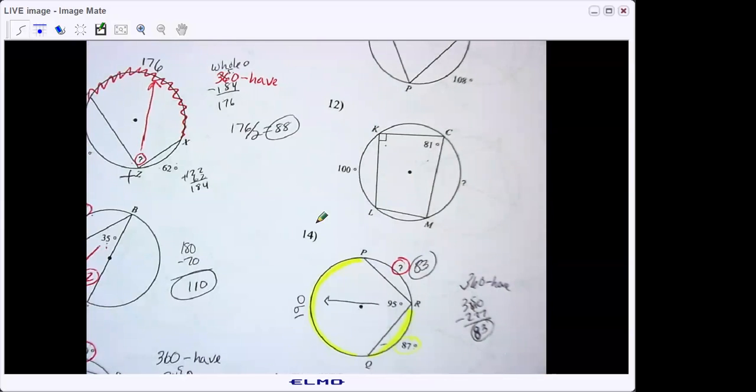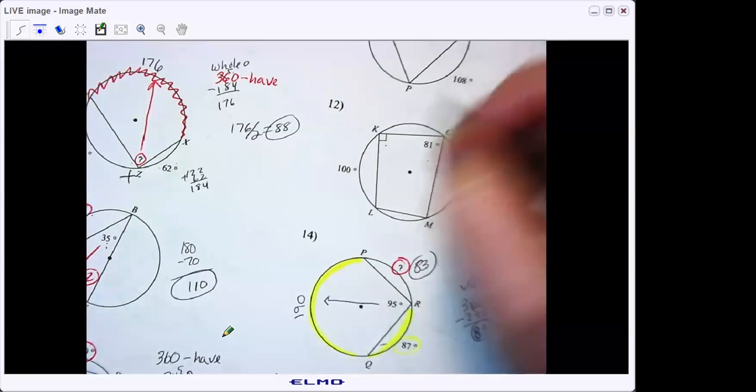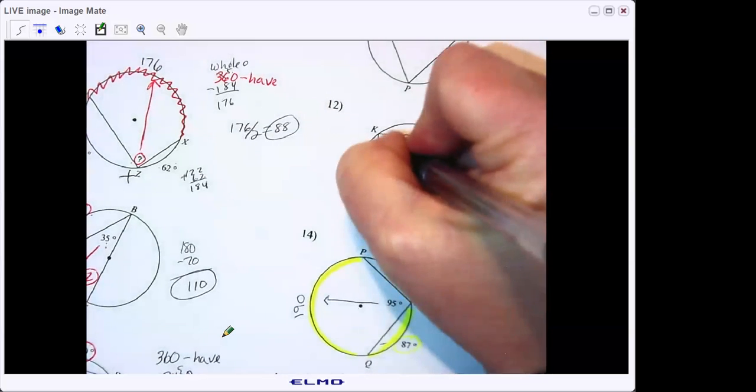Okay, so I put it in the chat box. Anybody else? Went over it yesterday. Okay, good. Yes, the box means 90 degrees. So this is 90 degrees.